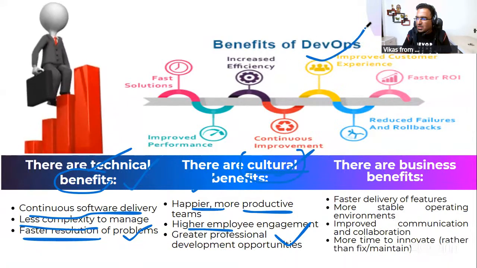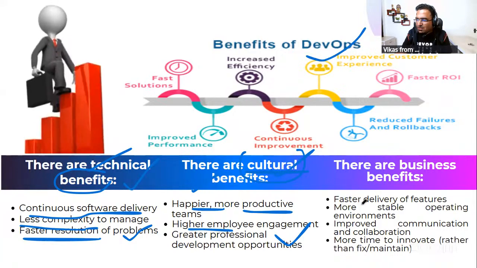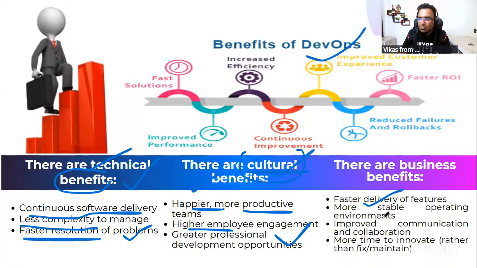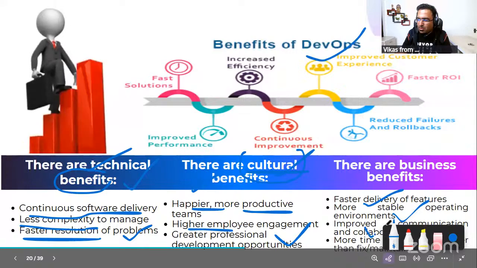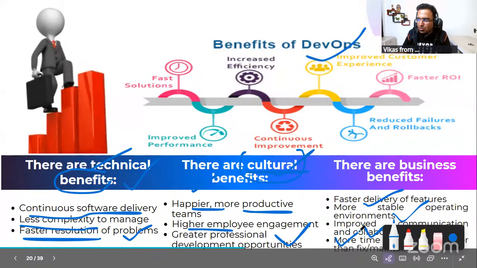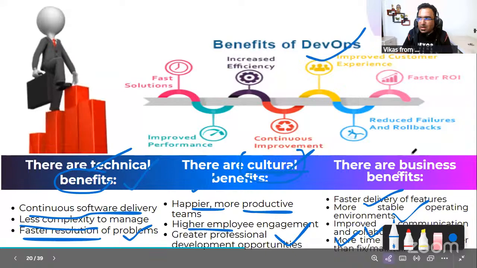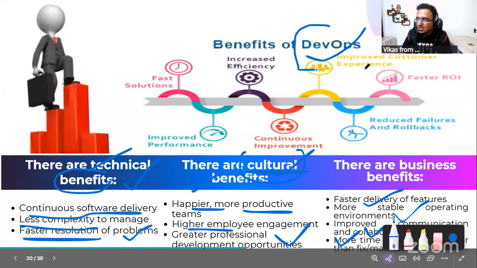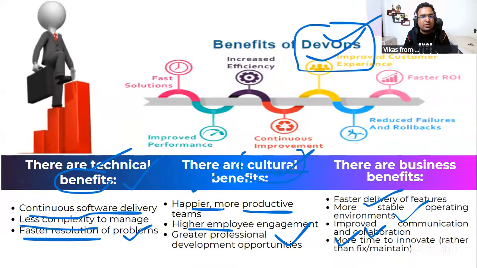There are some business benefits also. If software is running faster, software is more stable, if problems are coming less, testing is happening automatically, deployment is happening automatically with the help of tools, that's why companies are adopting DevOps in their teams.